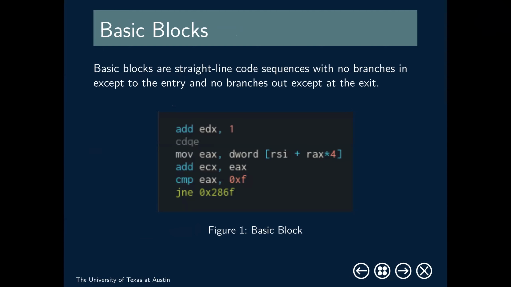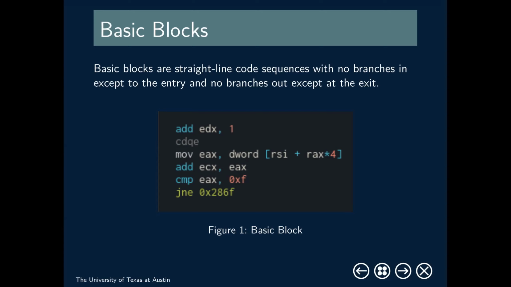A basic block is an assembly sequence of instructions that contain no branches except at the end. So it's essentially a sequence of non-control flow instructions followed by a jump or something like that. So here's an example of a basic block. It's some adds, some moves, some random junk, and then a jump.